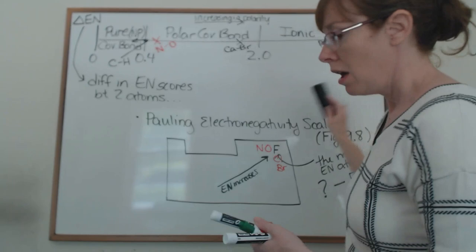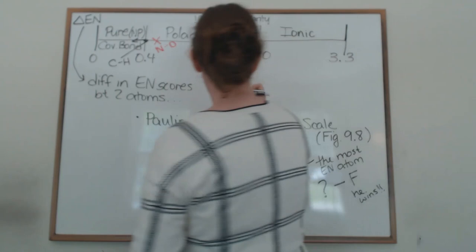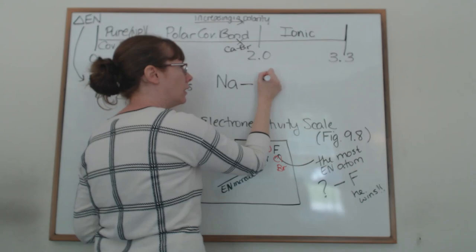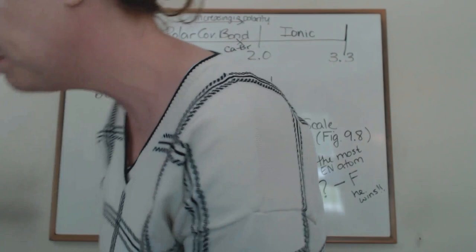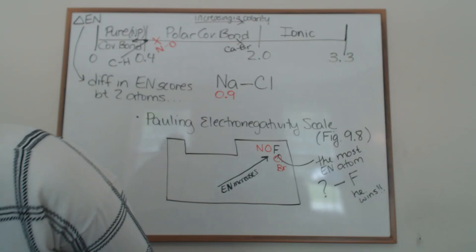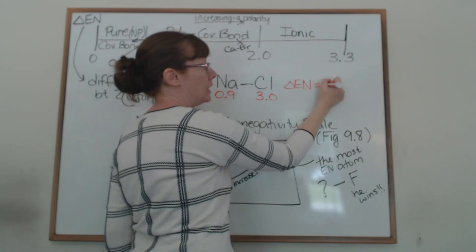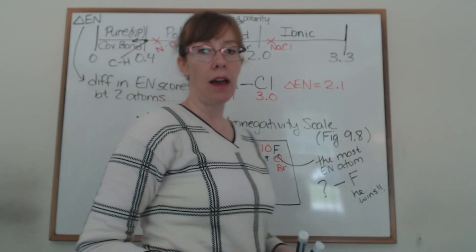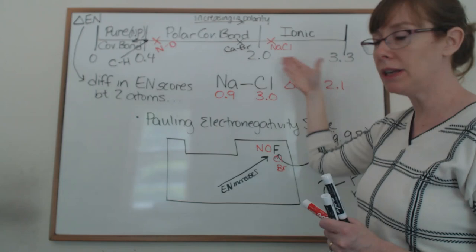And how about we just do one more? Let's go for something like NaCl. Sodium chloride. Okay, so sodium is 0.9. Chlorine, 3.0. The delta EN between them is 2.1, and that would be safely within the ionic description of the bond, which is what we've kind of assumed all this time with sodium chloride.